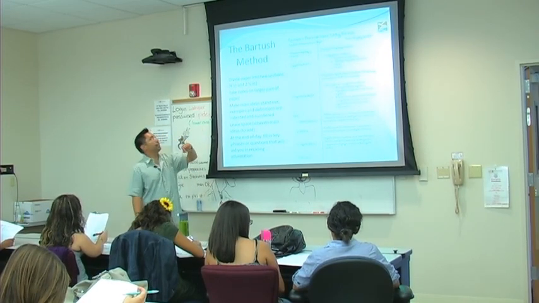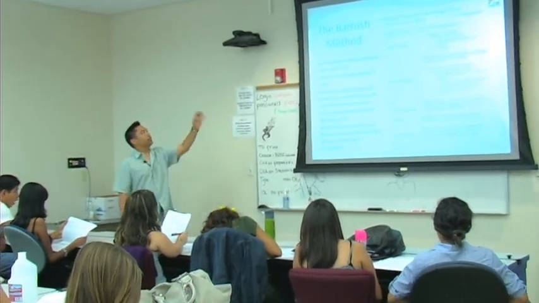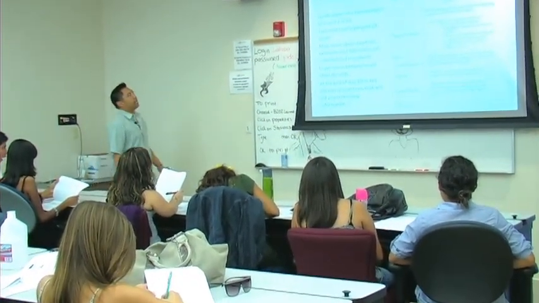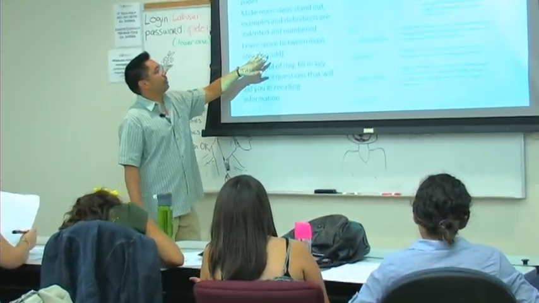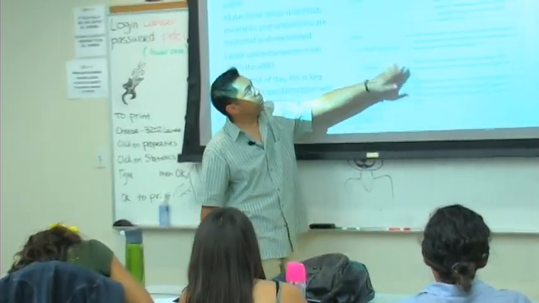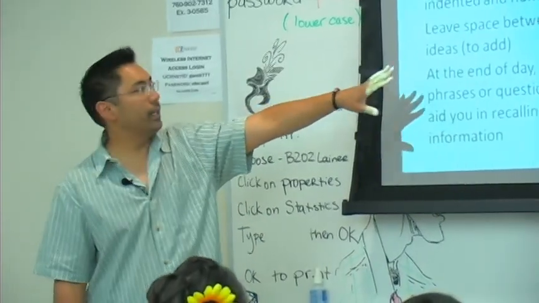Divide the paper into 2 sections, 6 inches on one side, 2.5 on the other. Take notes on the larger part of the page, and then main ideas stand out. Examples and definitions are indented and numbered, so it's really important for you to keep order with the numbering and the sequence series here.